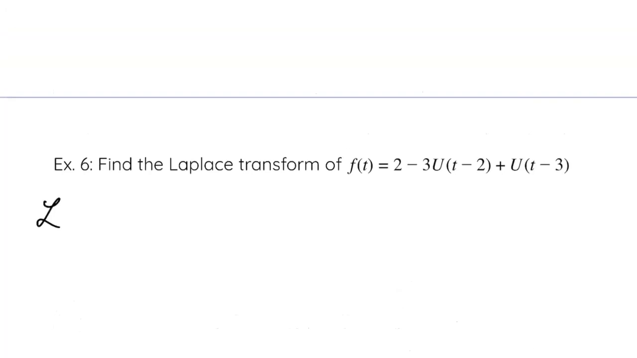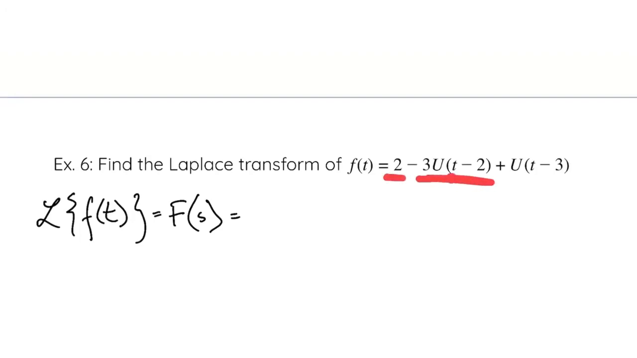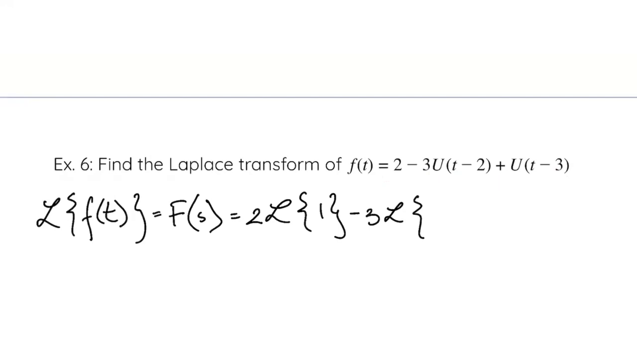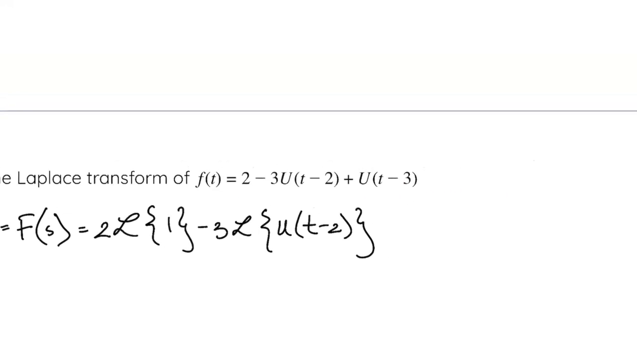So if I find my Laplace transform of f of t, I know that's going to give me uppercase F of s. Now I'm going to find the Laplace of each term: the first term, the middle term, and the third term. So we'll have 2 times the Laplace transform of 1, minus 3 times the Laplace transform of u of t minus 2. Plus, there's no constant to factor out here, so plus the Laplace transform of u of t minus 3.